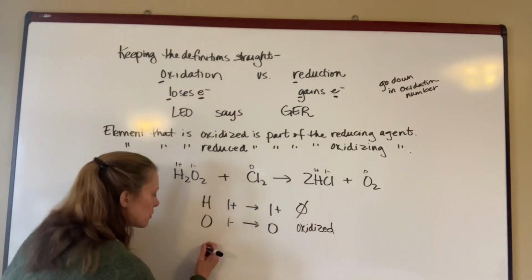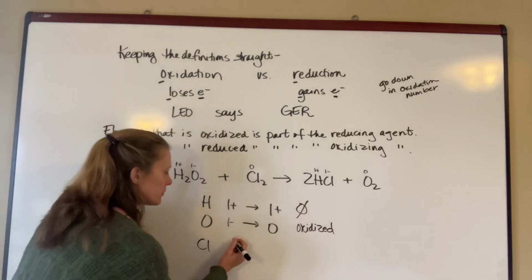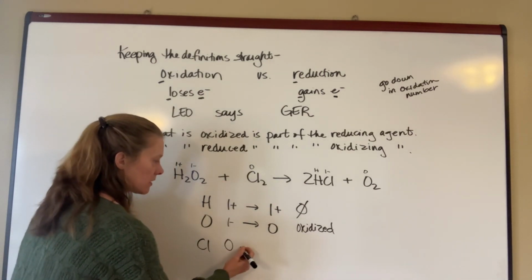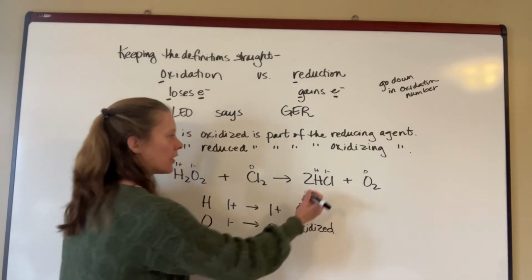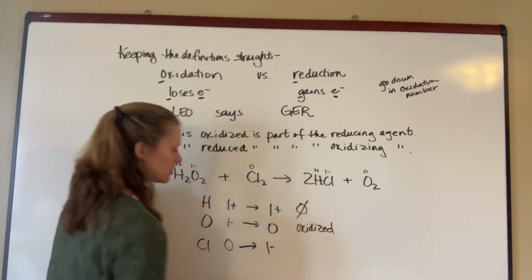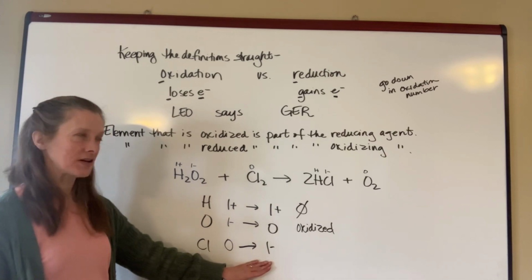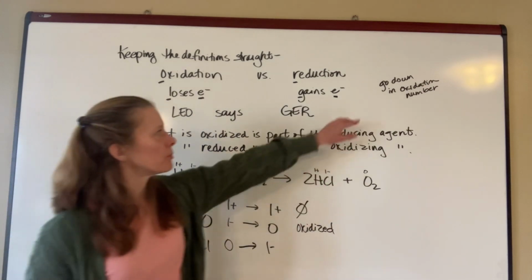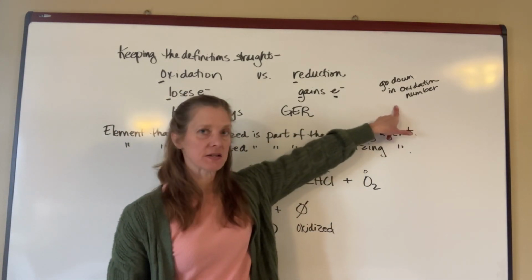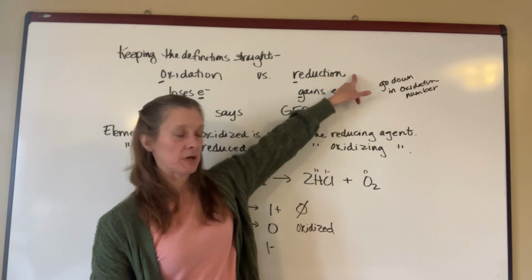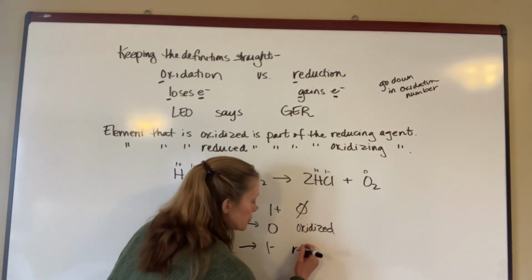Now, what happened to my chlorine? The chlorine on the left side had an oxidation number of 0. On the right-hand side, it had an oxidation number of -1. That oxidation number has gone down. And so because my oxidation number has gone down, that element has been reduced.